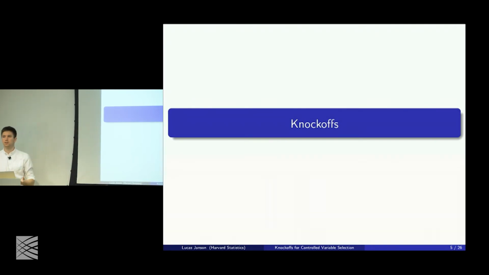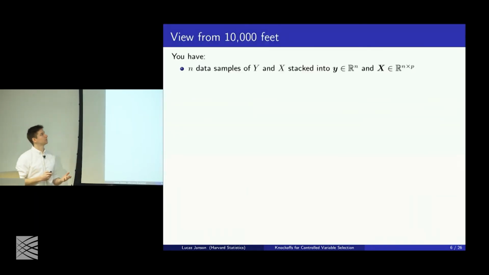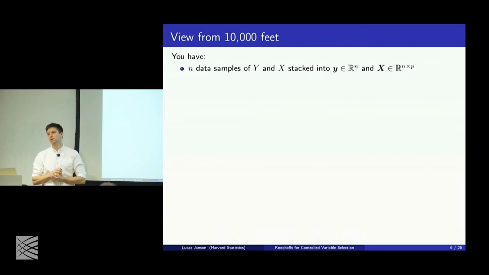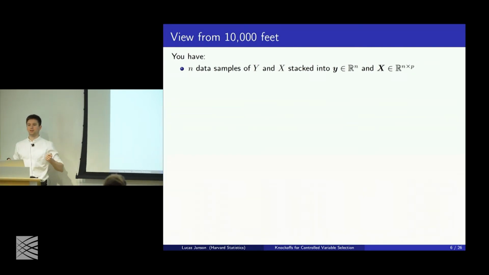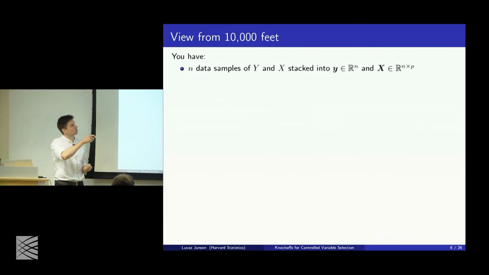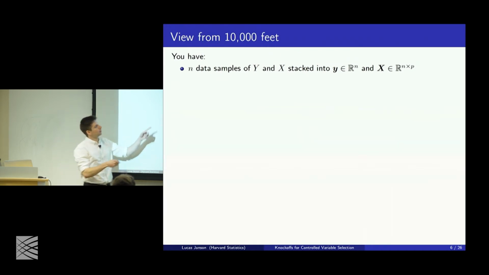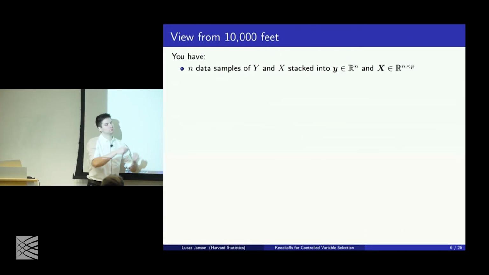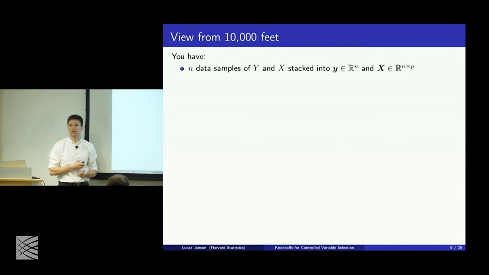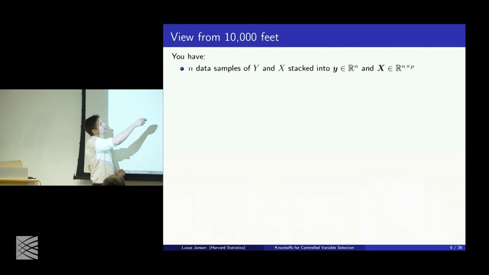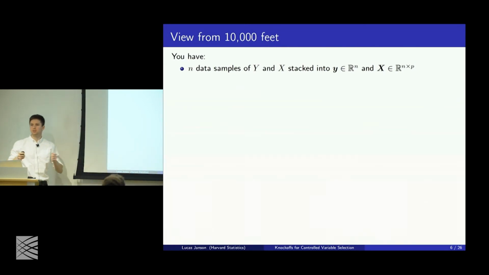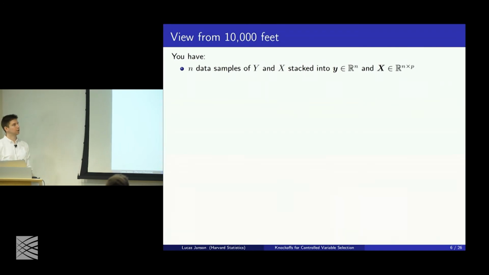So knockoffs is the method. And here's the view from 10,000 feet. So you have a data set. I talked about these random variables y and x. Now I'm going to talk about concrete vectors of actual data samples. So I have IID samples, and my y's are stacked into this vector y. My x's are stacked into this vector x, so I have n samples. And again, there's p columns because I have p components in each x, so p covariates.